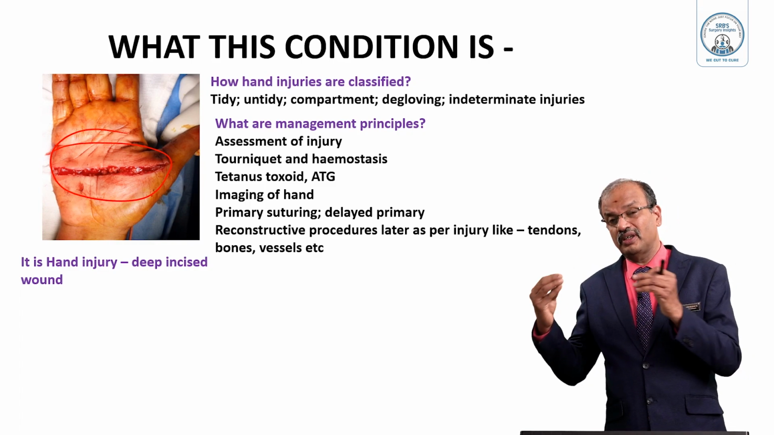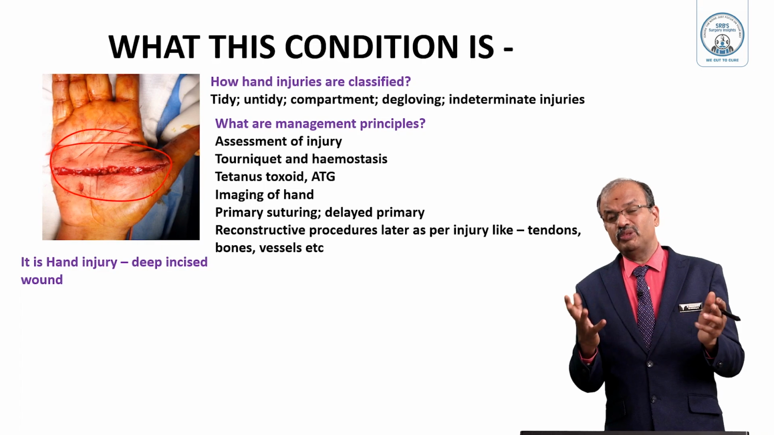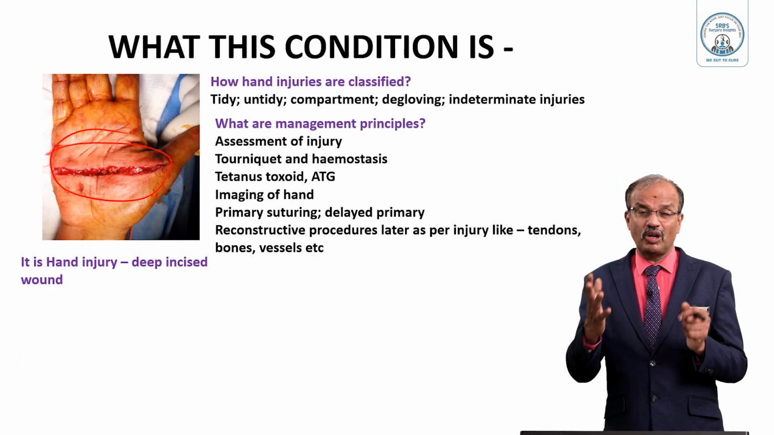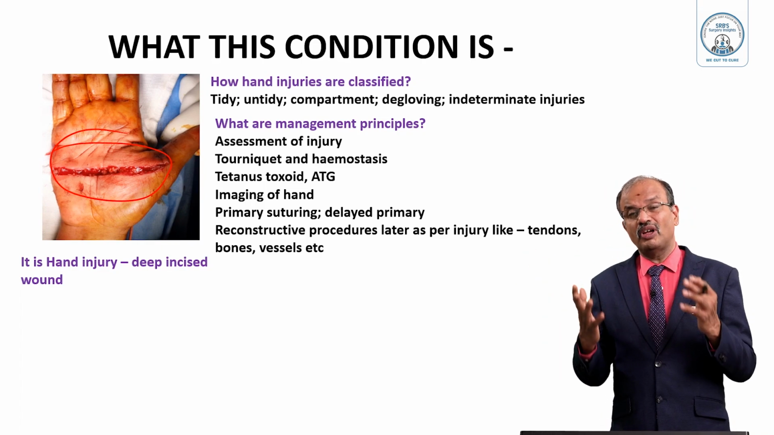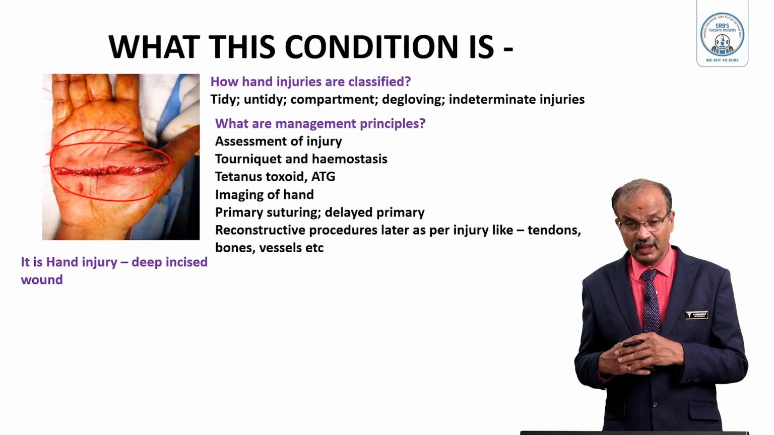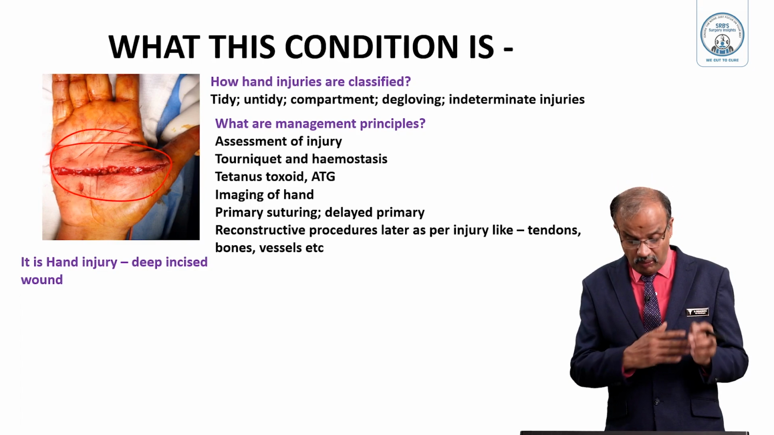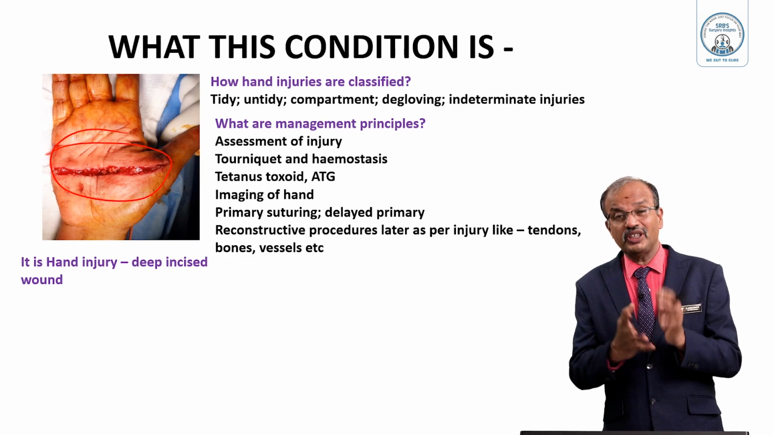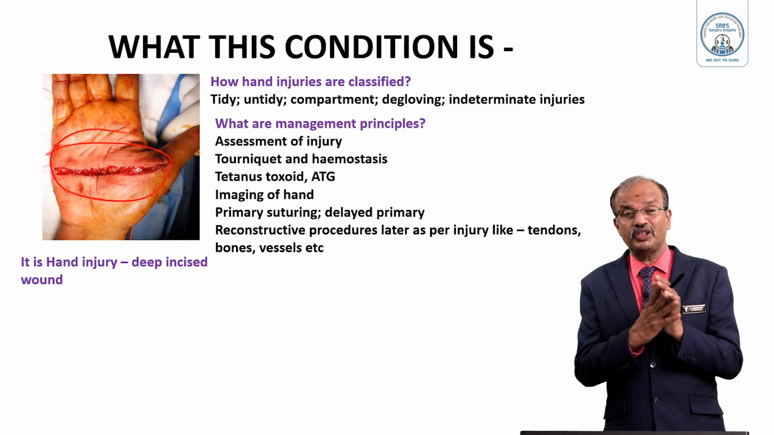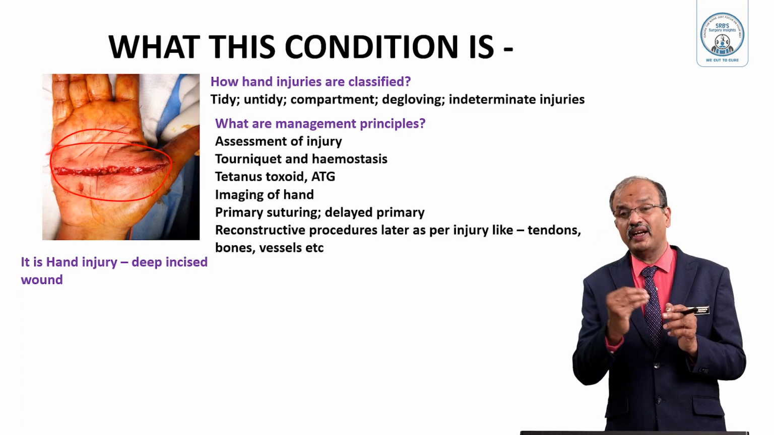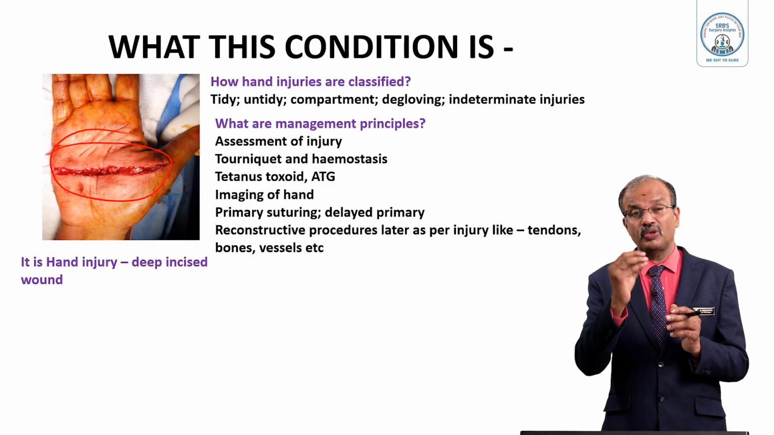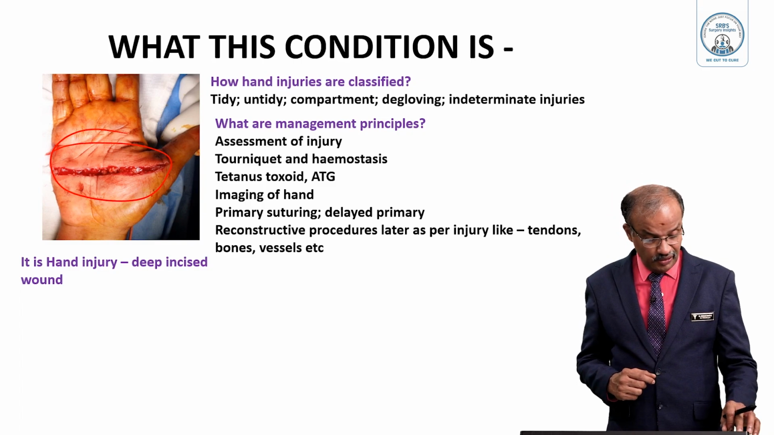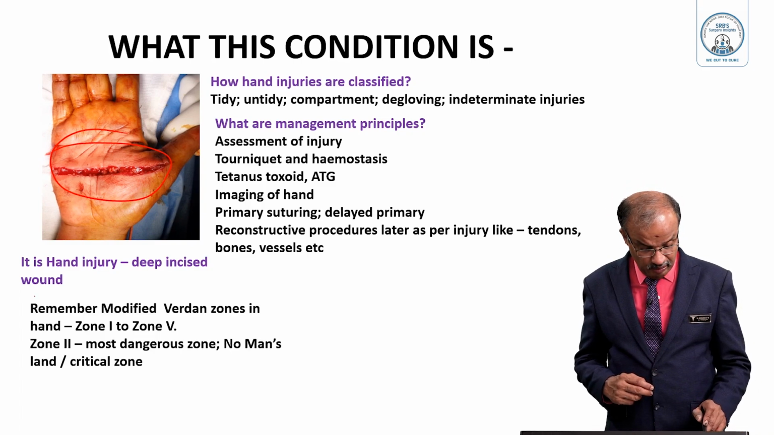Initially you do damage control surgery, then eventually you do the proper procedure step by step, with the involvement of the plastic or reconstructive surgeon. So hand injury is a major problem and difficult to manage. It requires teamwork, proper assessment, and staged procedures, and a good functioning hand should be the target or motto when you are treating hand injury. And this is the one you have to remember.